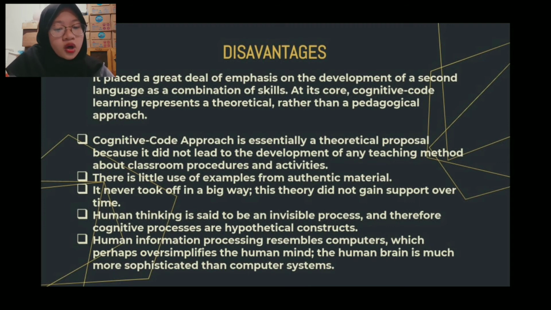It never took off in a big way. This theory did not gain support over time. Human thinking is said to be an invisible process and therefore cognitive processes are a hypothetical construct. Human information processing resembles computers, which perhaps oversimplifies the human mind. The human brain is much more sophisticated than computer systems.